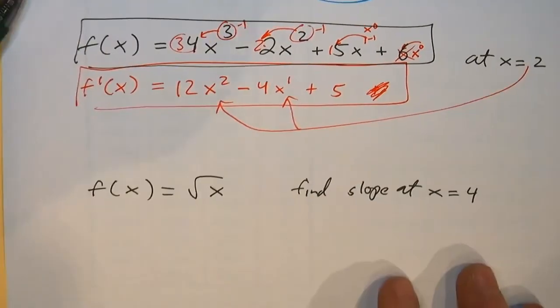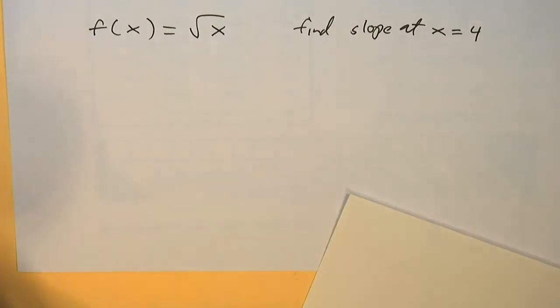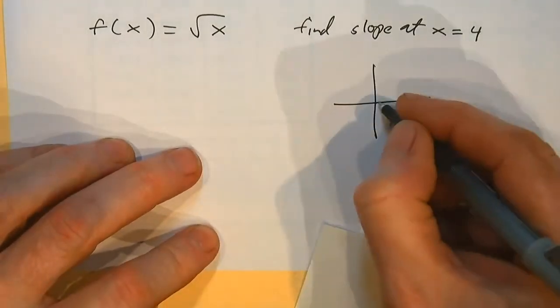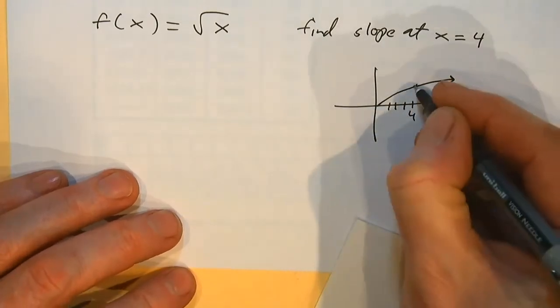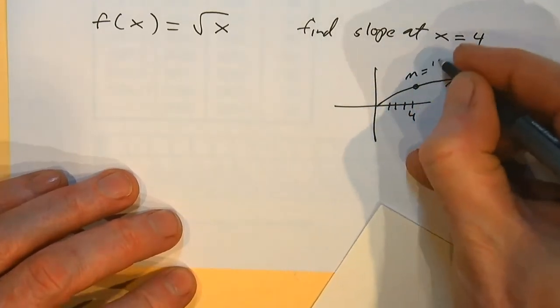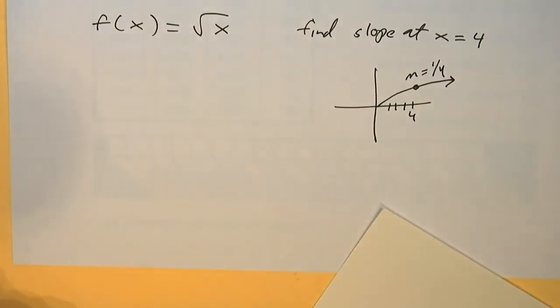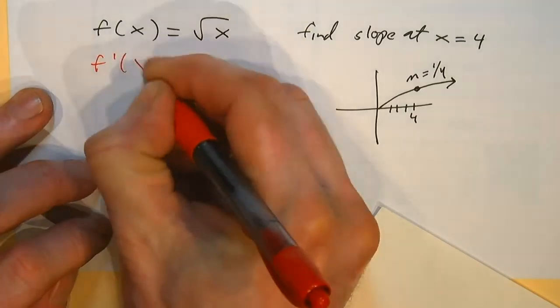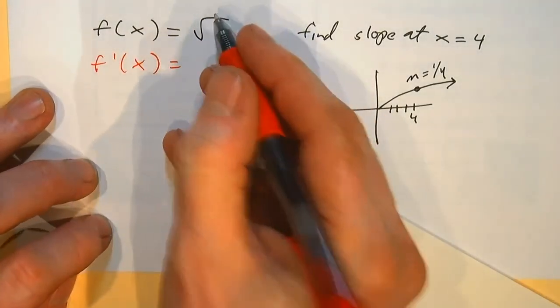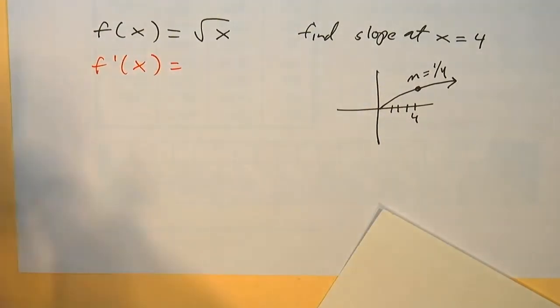Here's an advanced one. Remember this graph? This was the square root of x. I could even graph it. Woo, that's a square root. And we went like 1, 2, 3, 4 over here. And we had found yesterday, you may remember, the slope was 1/4. How would I do the derivative of this? Because you're like, well, there's no exponent. Yes, there is.